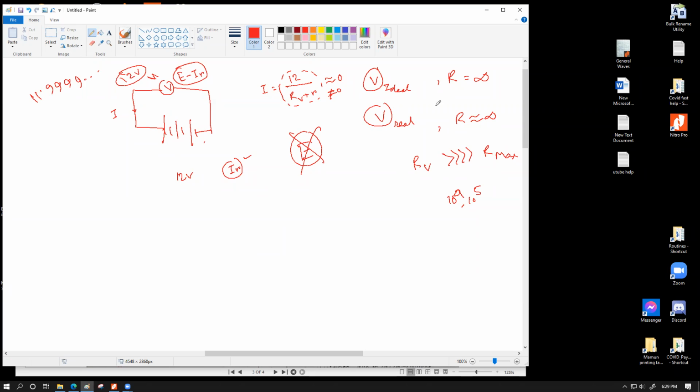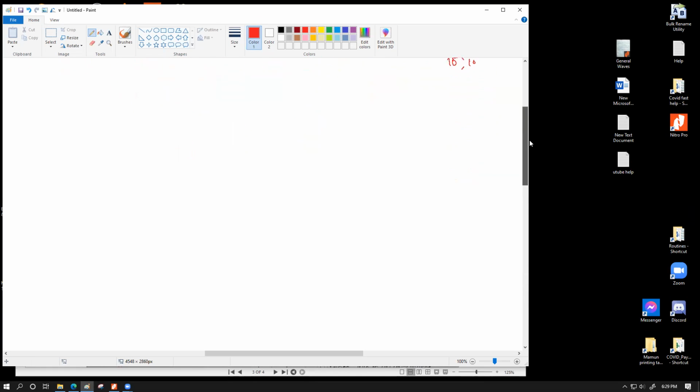Now let's have a look how this works. Do all of you remember the basic structure of a potential divider? Do you guys remember how a potential divider works, people? No, sir. Okay, I'll help you remember.